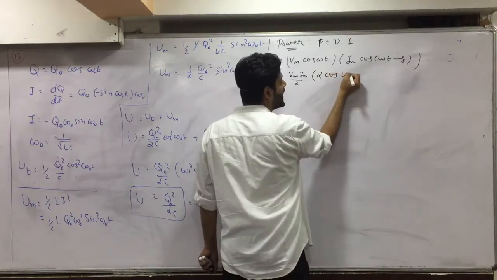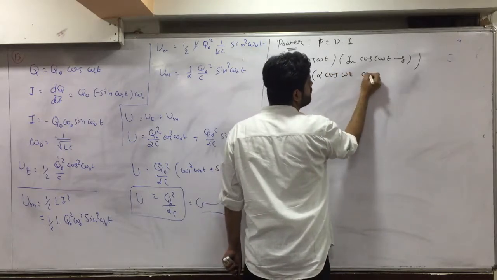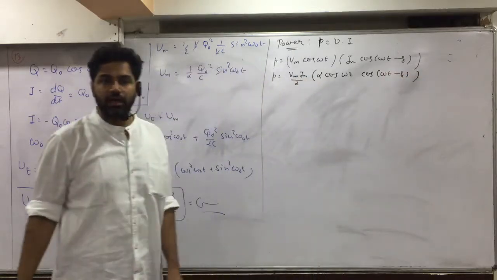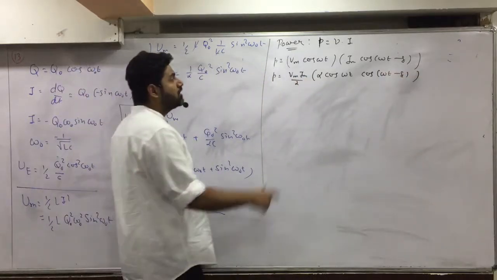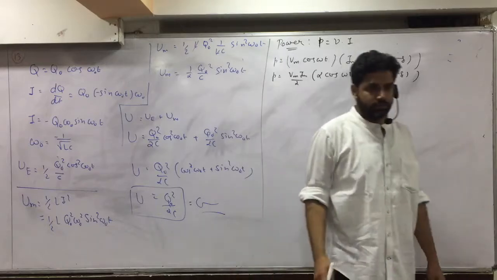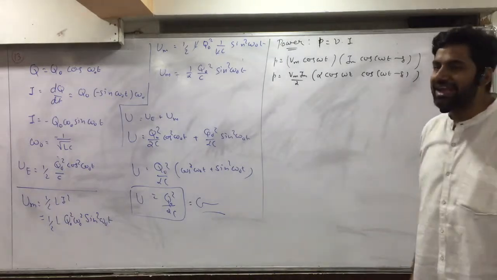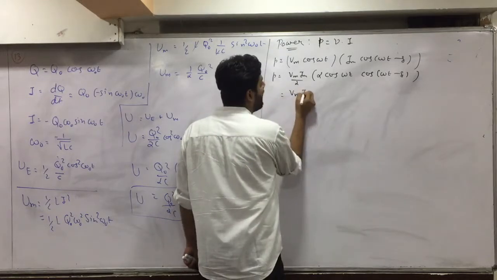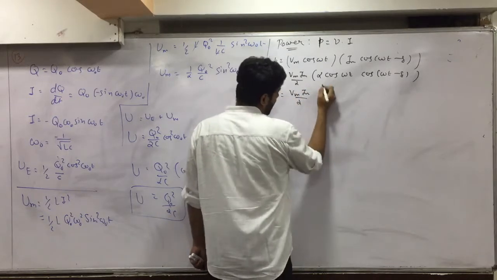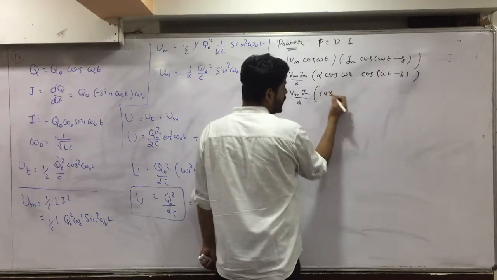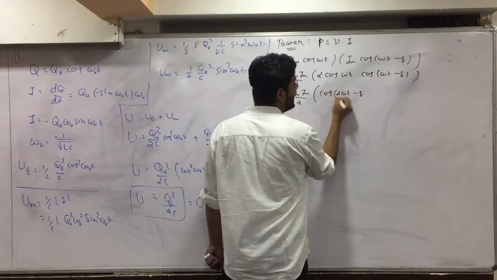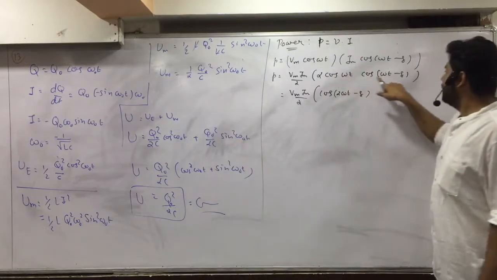That's cos omega t into cosine of omega t minus delta. Fine. Okay. 2 cos A cos B, in mathematics, it's cos plus cos. So we can say that it is equal to Vm Im by 2, and this is cos of A plus B. So that's 2 omega t minus delta. Is it clear? A plus B.